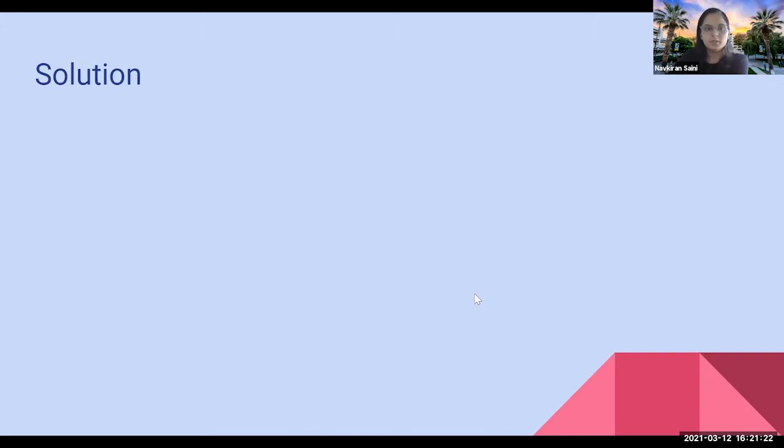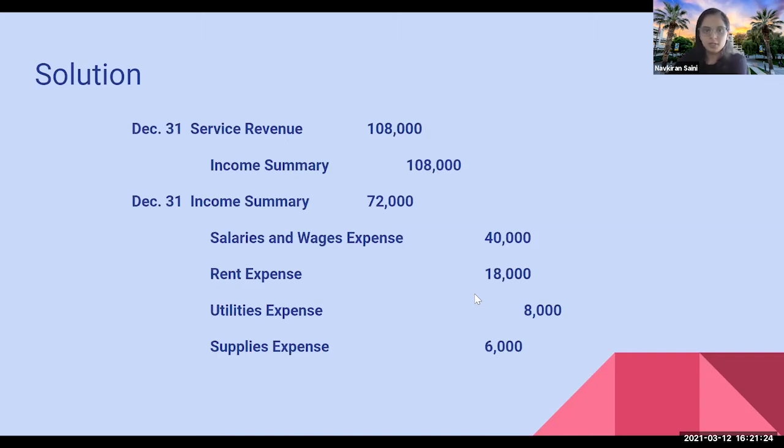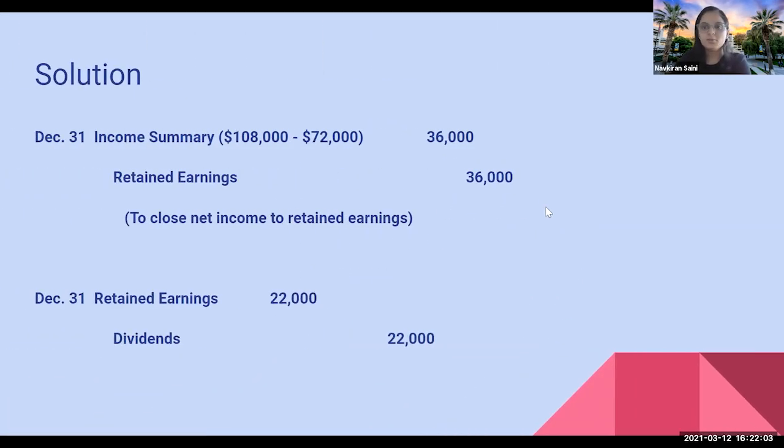If you guys have any questions, feel free to type in the chat, and I'll pause here for 30 seconds, not 1 minute. So there's a question in the chat: was income summary a debit because the retained earnings was positive 36,000? Yes, that is one way to remember, because we had a positive balance on the income summary, which means we have net income.